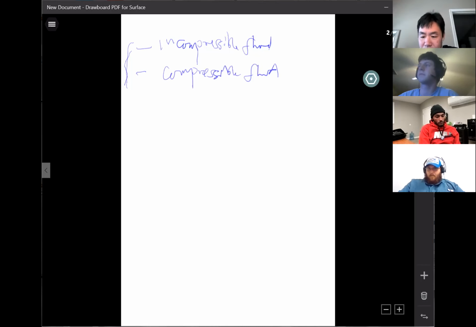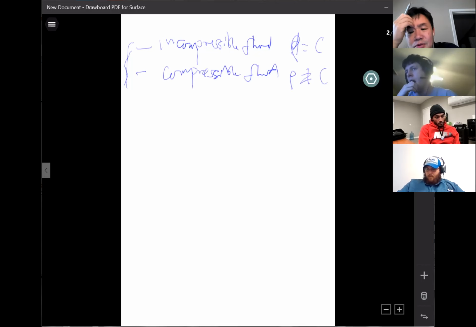Okay, incompressible versus compressible fluid. From the name, it's pretty self-explanatory, right? Incompressible, it's not easy to compress. So density is a constant, rho is constant. Rho is not constant in the problem for the compressible fluid.